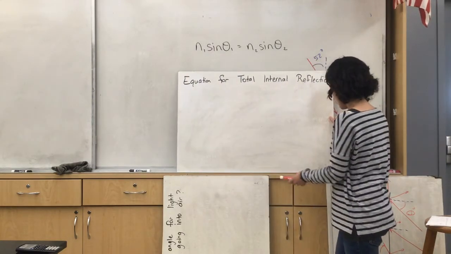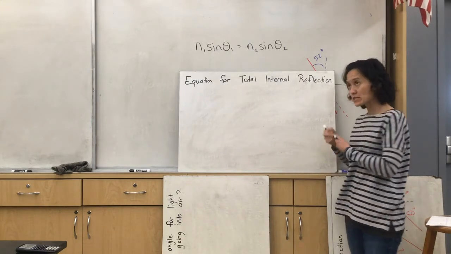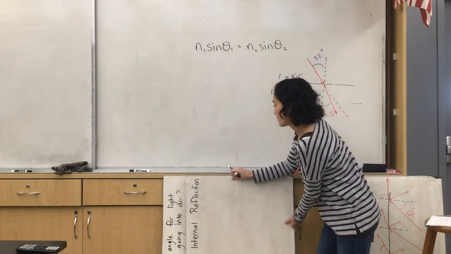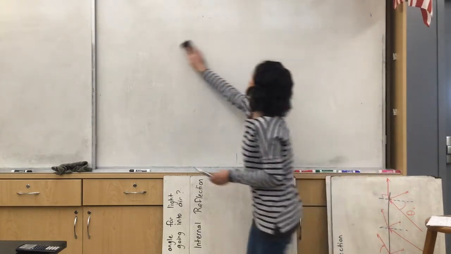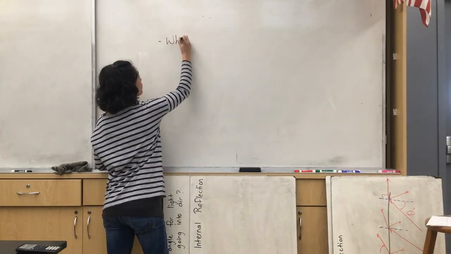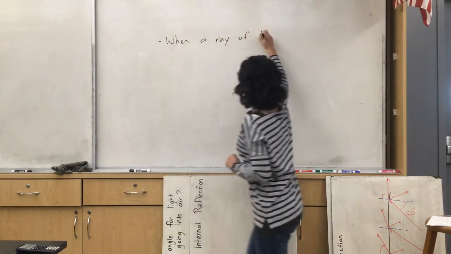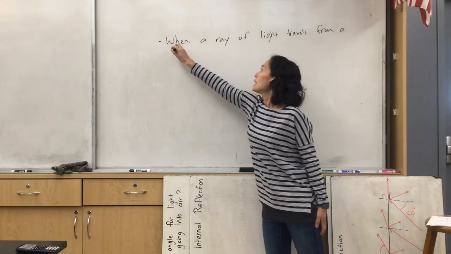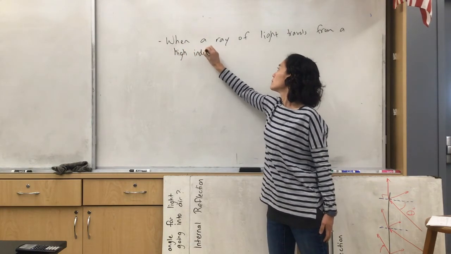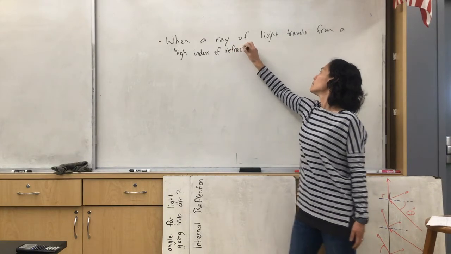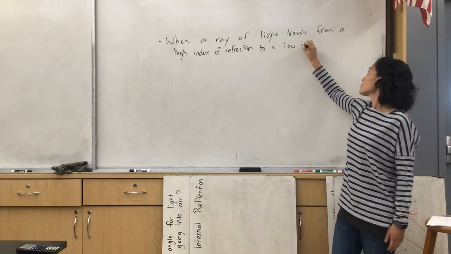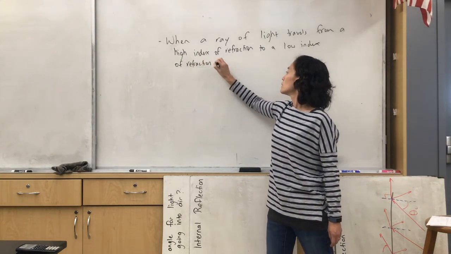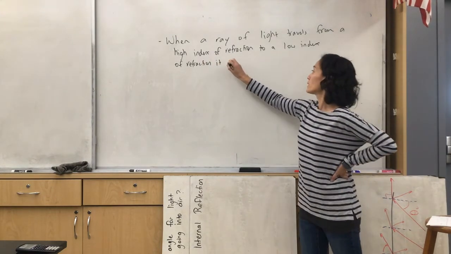So this is when a ray of light goes from a high index of refraction to a low index of refraction. Actually, this is the equation. I should write down the concept. So, when a ray of light travels from a high index of refraction to a low index of refraction, it bends away from the normal. Okay, and hopefully you have a visual of that now.